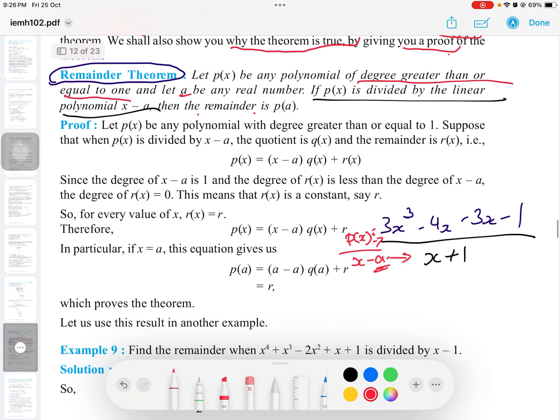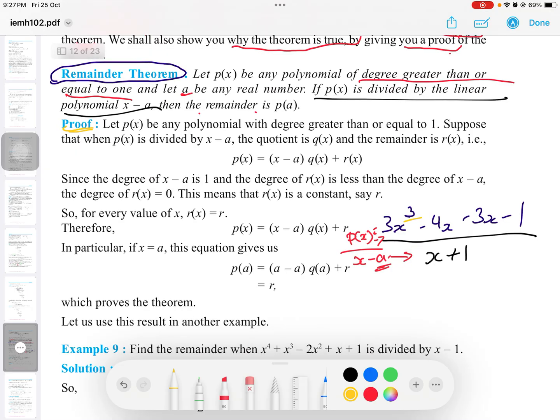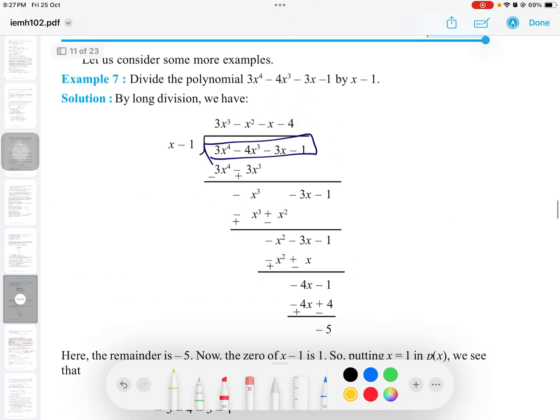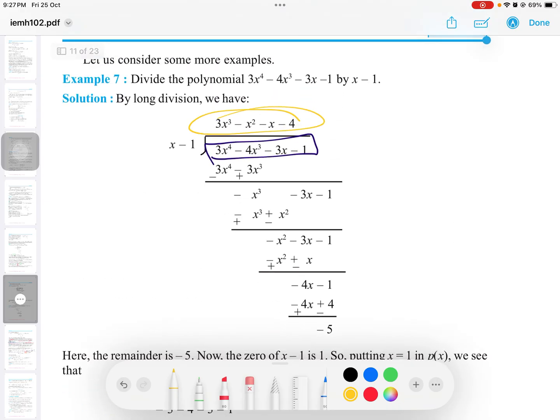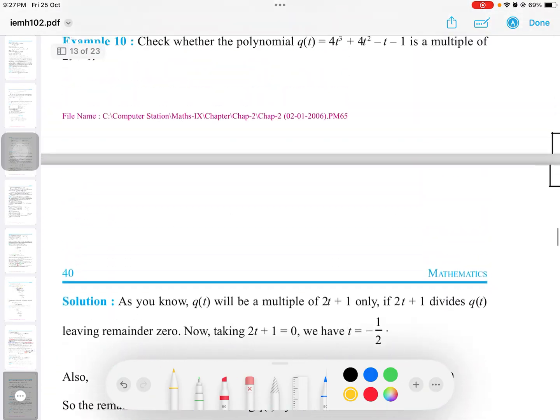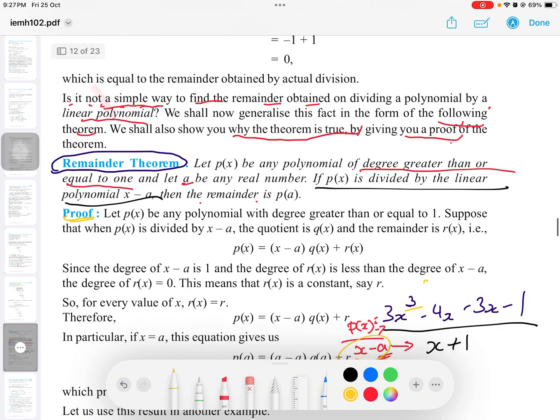All right, now let's delve into the proof. Let p of x be any polynomial with degree greater than or equal to 1. Okay, it's greater than 1 obviously here. So suppose when p of x is divided by x minus a, the quotient is q of x. What was the quotient? Remember, I think it was, let's see, where was it? 3x cubed minus x squared minus x minus 1, 3x squared, is it?